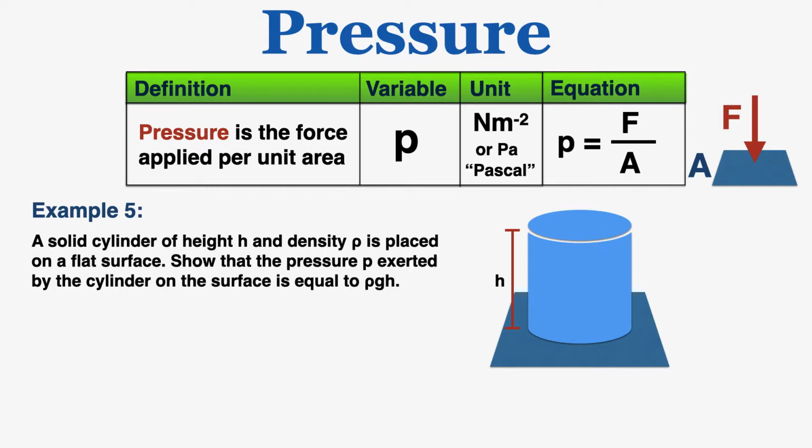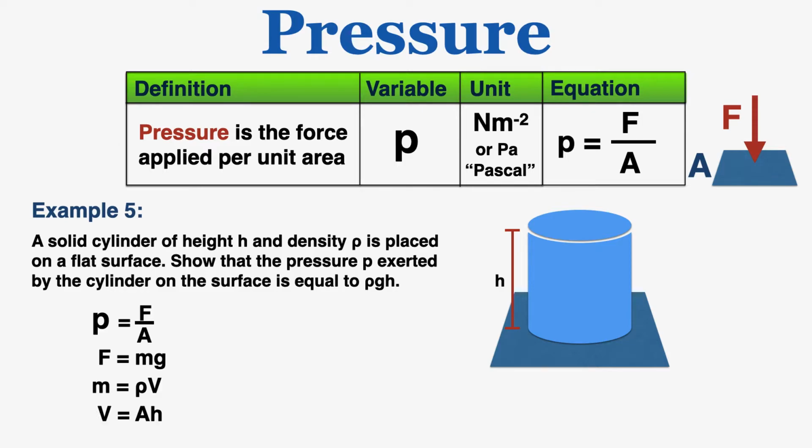A solid cylinder of height h and density rho is placed on a flat surface. Show that the pressure P exerted by the cylinder on the surface is equal to rho times g times h. So the pressure is the force over the area, and I know that the force applied by the cylinder, because it's resting on a surface, its force of gravity is pulling it into that surface, so the surface has to support it with that same force. So that means the force it's applying is equal to the mass times the acceleration of gravity. And I know that mass is equal to density times volume because density is equal to mass divided by volume. So if I rearrange that equation, that's what I get.